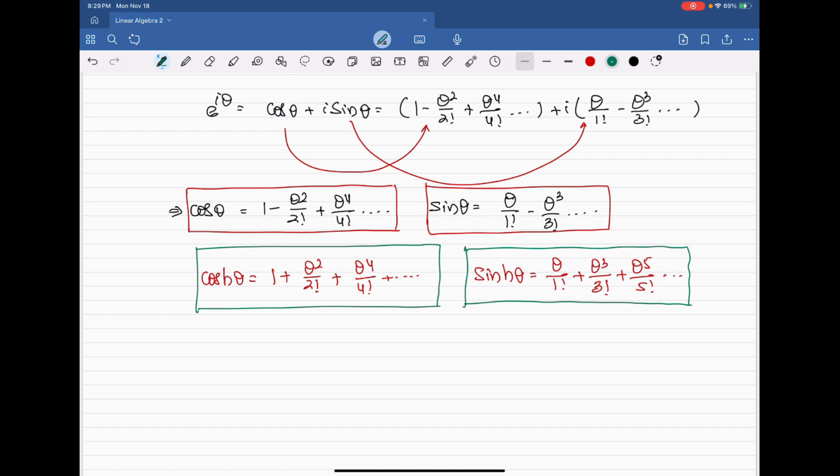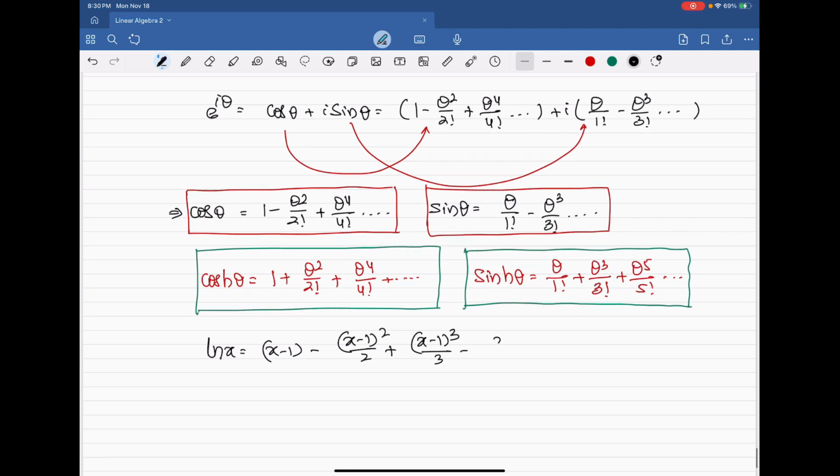Then another important series you may be required to understand is ln x. ln x in polynomial form or series form we can write like this. ln x is equal to x minus 1 minus x minus 1 whole square by 2 plus x minus 1 whole cube by 3 minus x minus 1 whole to the power of 4 by 4, and so on.